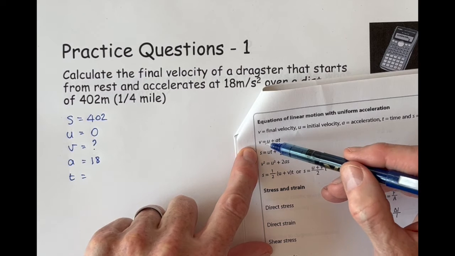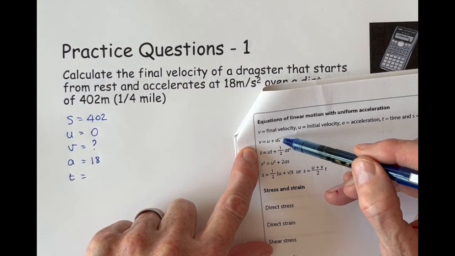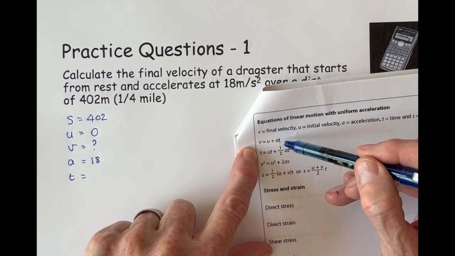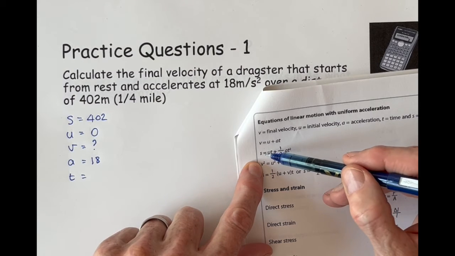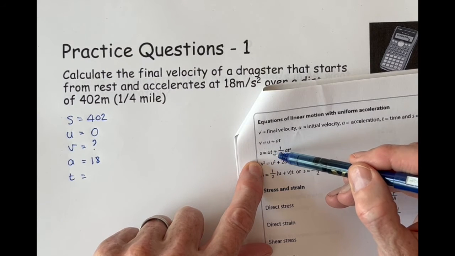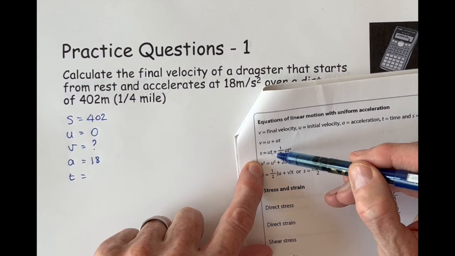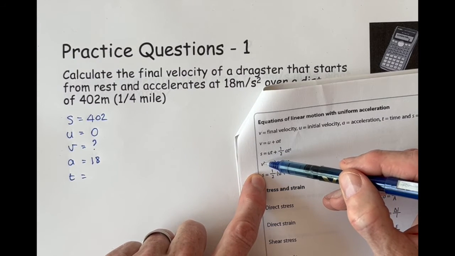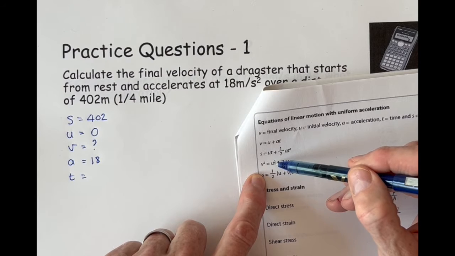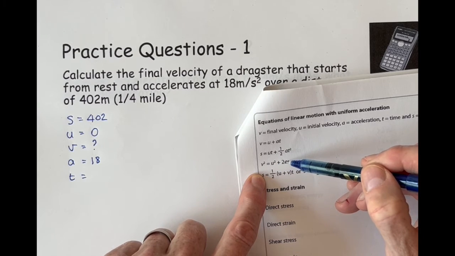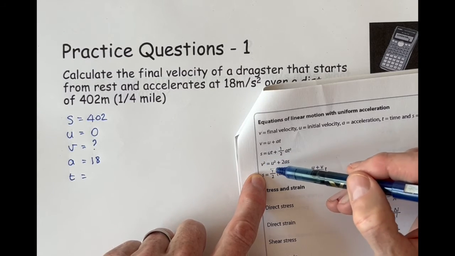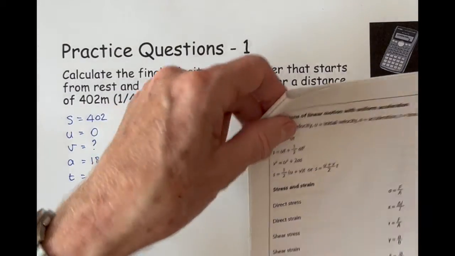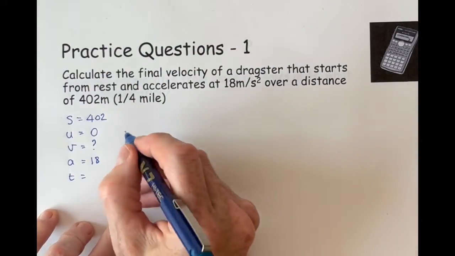And first one here is no good because it's got a T in it. I've not been asked to find that, I've not been given that. Similarly, this one here is no help because again you've asked for a T there which we're not given. This one here looks more promising. Final velocity, which we want to calculate, the initial velocity, which we know, and the acceleration and the distance. So that's the one to go for.